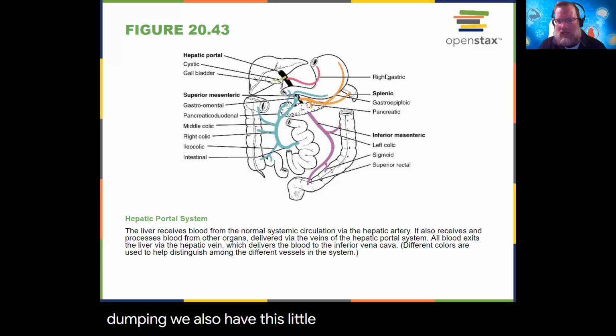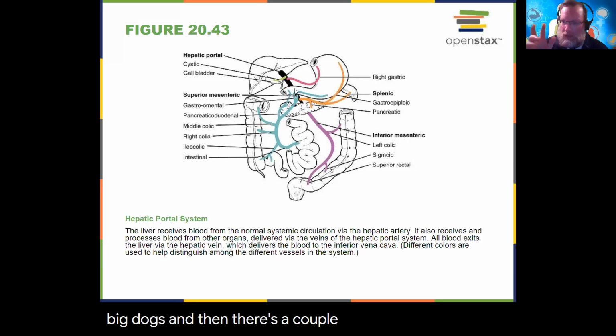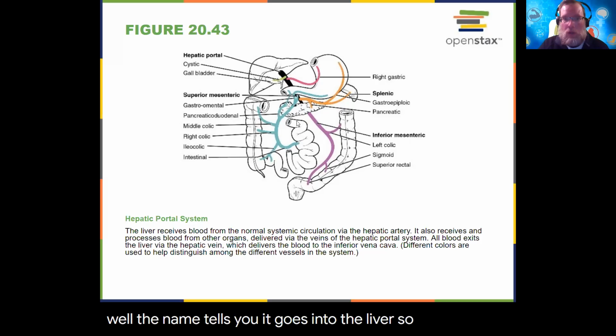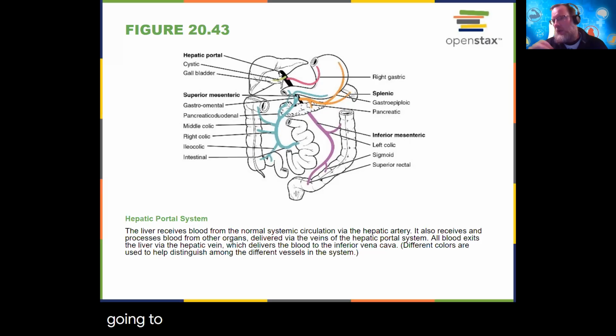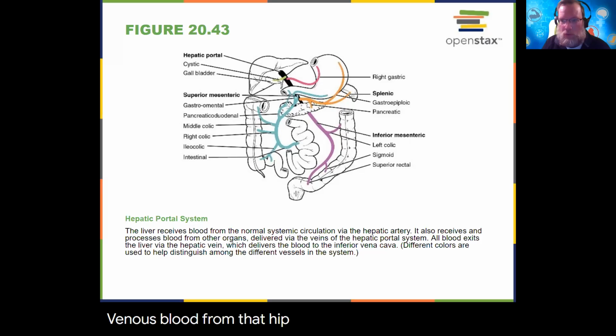We also have this little right gastric, kind of dumping in there as well. But anyway, the three big dogs, and then there's a couple other little dogs. But the idea is all of that venous blood from our abdomen is getting dumped into the hepatic portal vein. And where does it go? Well, the name tells you it goes into the liver. So roughly 2/3 of blood going to the liver is venous blood from that hepatic portal. So, how does the liver get oxygen?